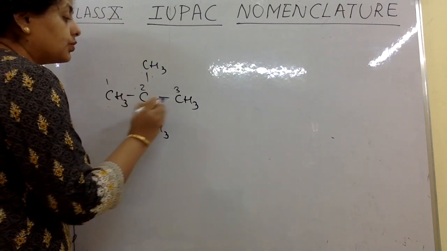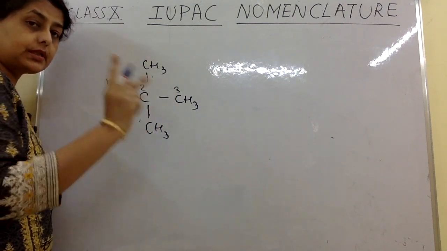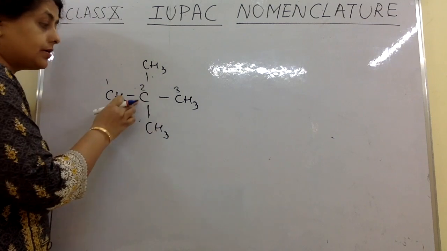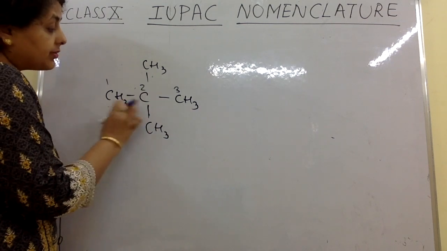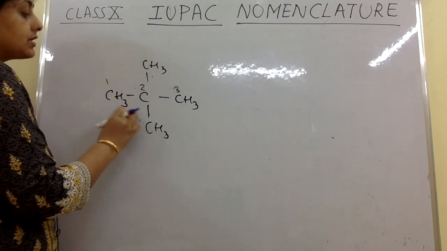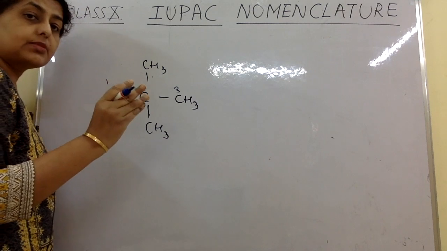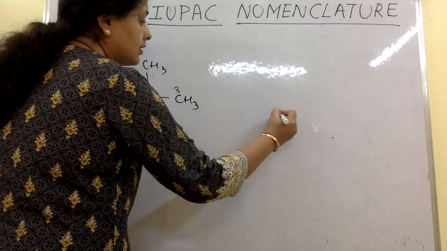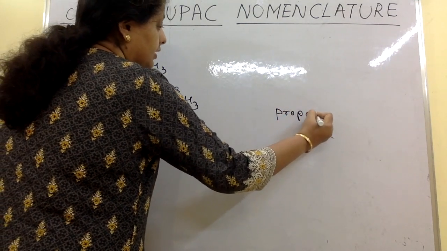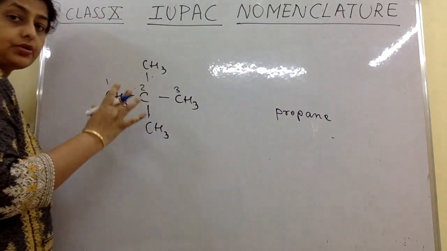So here 1, 2, 3. Now this is a methyl group. How many methyl groups? There are 2 methyl groups. To which carbon atom? To the second. Are all the carbons linked with single bonds? Yes. How many carbon atoms are there in the main chain? 3. So this becomes prop. So it's propane. Prop because of 3 carbons, ane because of single bonds.